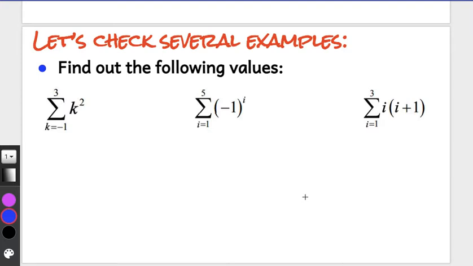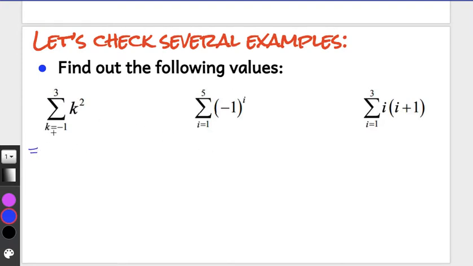Of course, you are always welcome to stop the video, to pause the video, and work on these questions on your own and come back later to see if you have the same answer. If you do, congratulations, you totally mastered this notation. So let's check the first one.